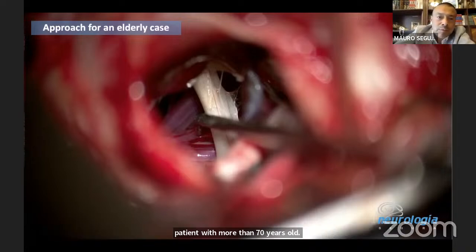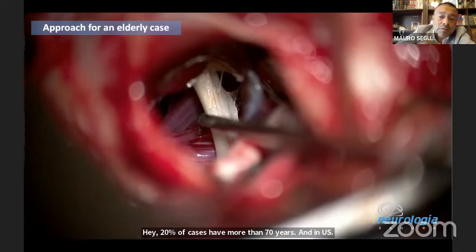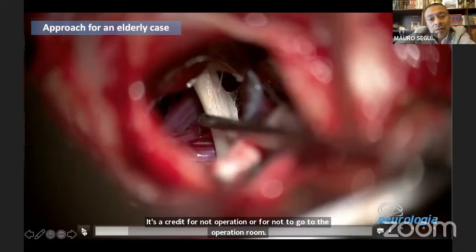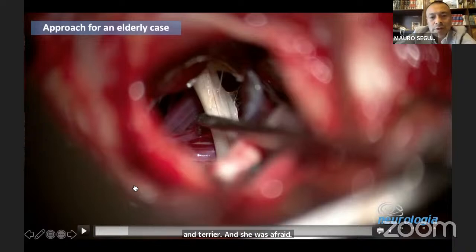20% of cases are more than 70 years old. In the US, it's a criterion for not going to the operating room according to the American guidelines. However, for us, it's a simple surgery. It's very easy. There is a long, huge cisternal space. You can see the nerve cistern segment. This patient had complex vascular compression, multiple venous and arterial, and she was operated on a couple of weeks ago.